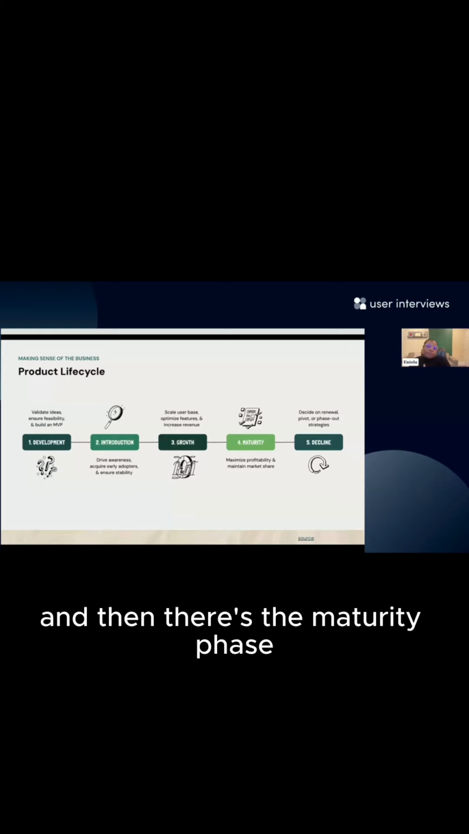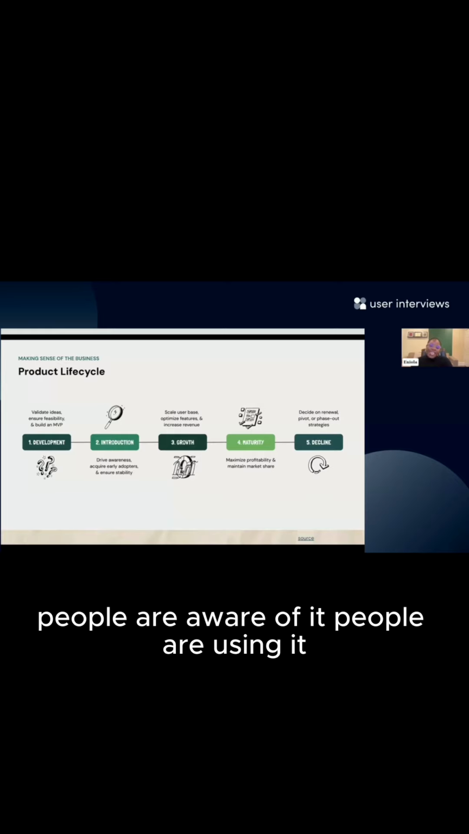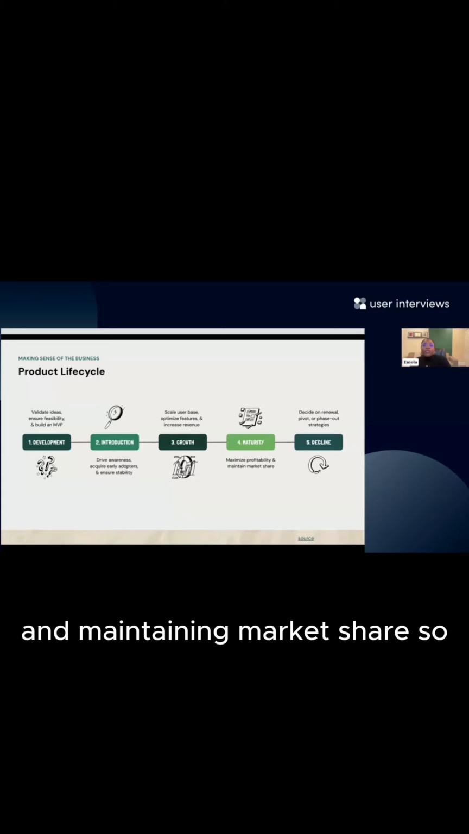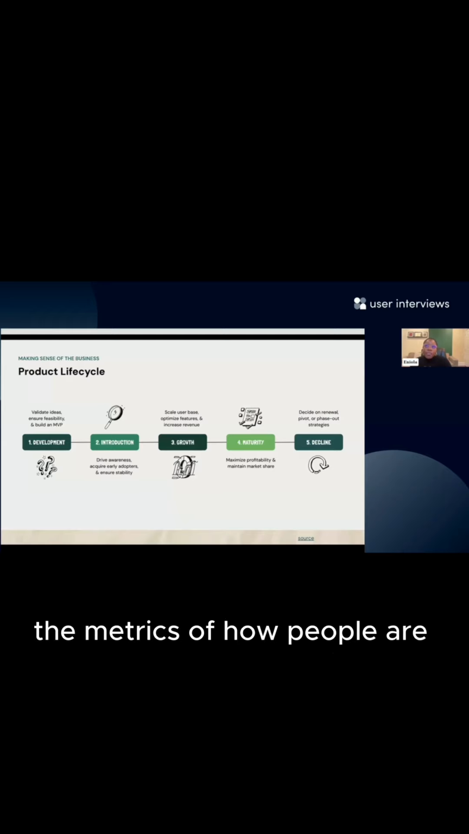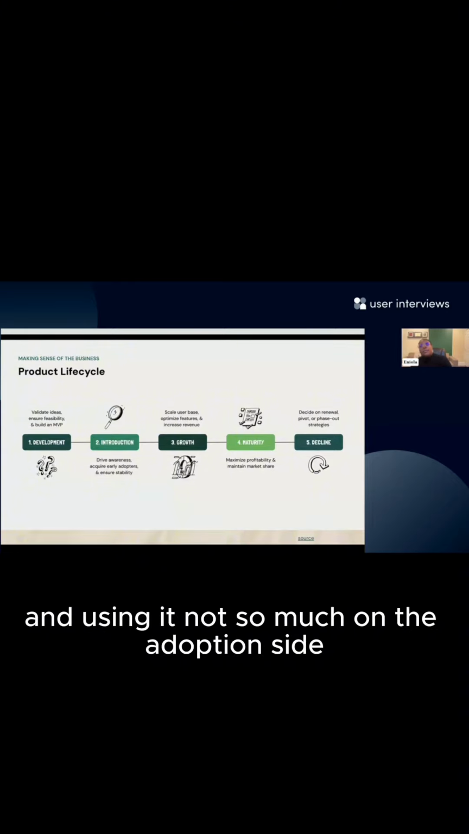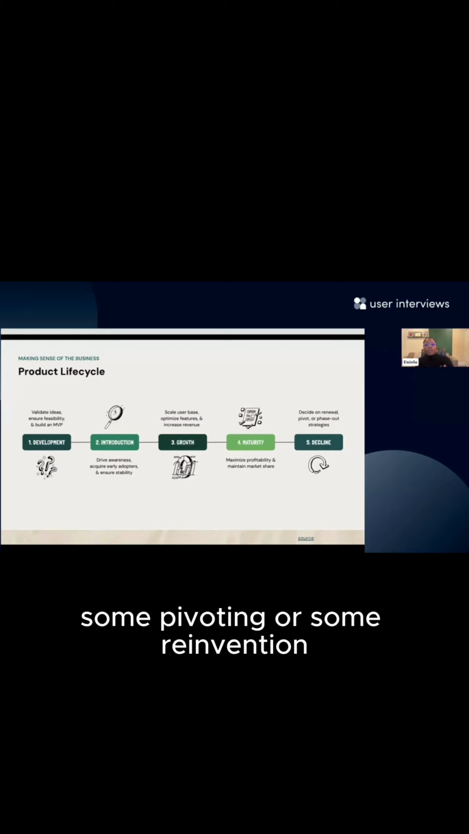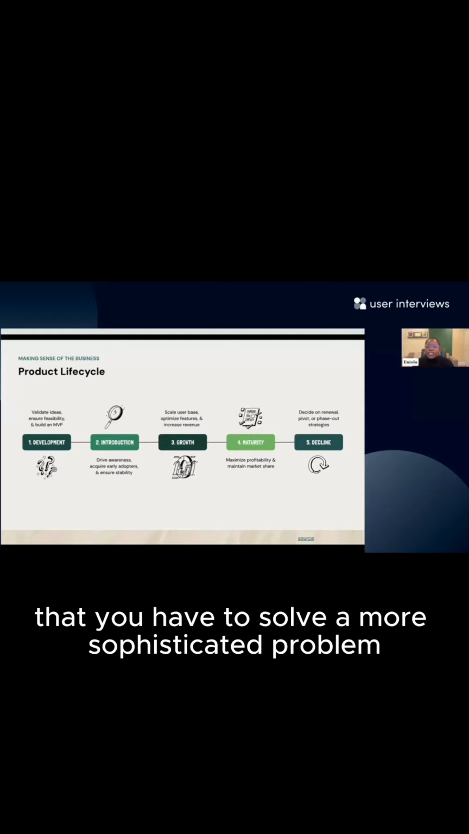And then there's the maturity phase. So in the maturity phase, the product has been in the market. People are aware of it, people are using it, and the goals here are around maximizing profitability and maintaining market share. So research here is going to look a lot like looking at the metrics of how people are having success with the product and using it, not so much on the adoption side. And then decline. This is often where products are experiencing some pivoting or reinvention or opportunities for innovation, or going deeper into the target audience that you have to solve a more sophisticated problem.